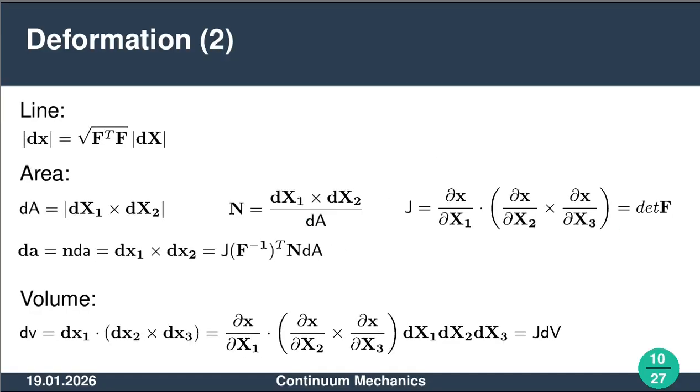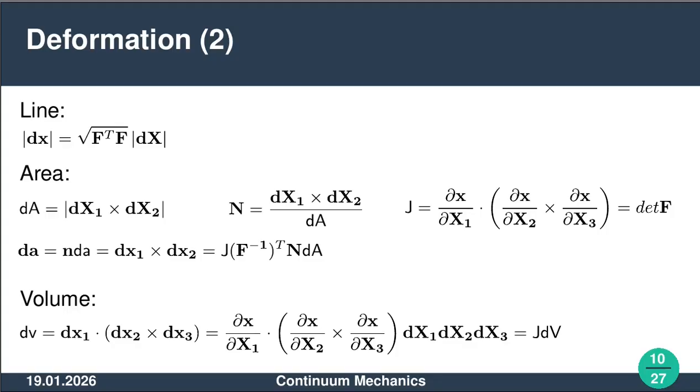So now that we have the deformation gradient tensor, we can describe how geometrical elements like lines, areas, and volumes are deformed. A line element material dx in the material configuration is deformed through the norm of spatial dx equal to the square root of transpose of F times F times the norm of material dx.